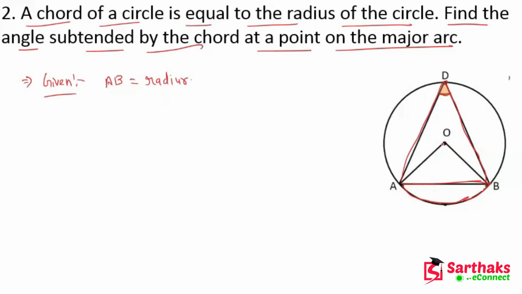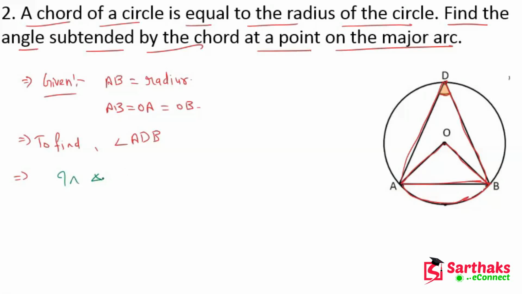Now if we join OA and OB, then we can say AB is equal to OA is equal to OB. And we have to find angle ADB, which is the angle subtended by the chord at a point in the major arc. That is angle ADB. I hope you understand these things.